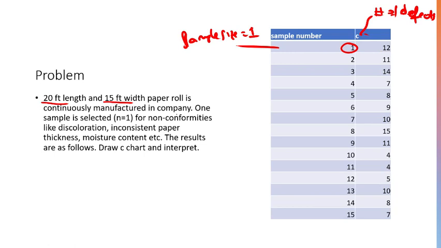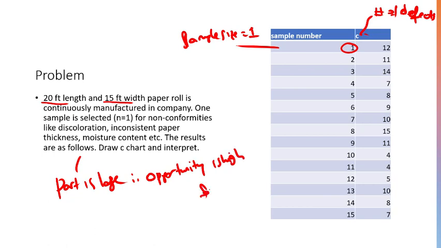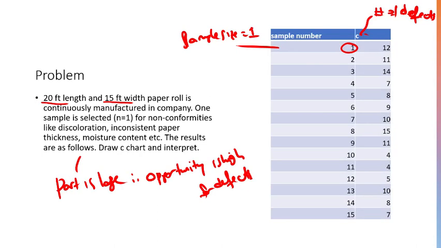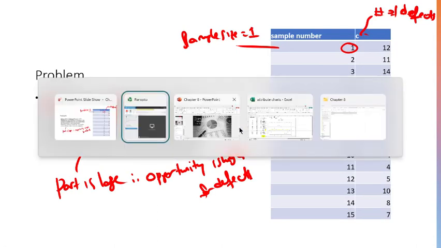Like you can see, the part is big, so part is large, so therefore opportunity is high for defects. But in the real case, the probability for defect is low. You can see it is 12, 11, whatever. It is a very big space, but there is a small amount of defects. So the question says that we need to draw the C chart and explain what's going on. So let's do that.